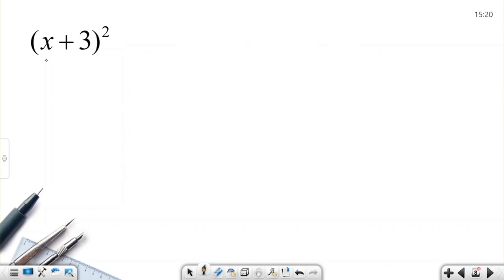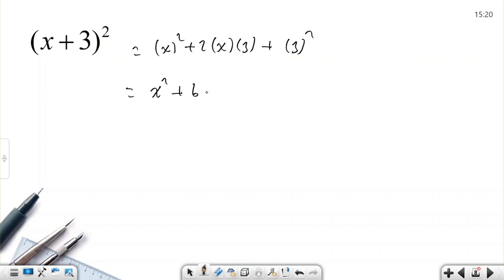Let's solve another example, a very easy one, x plus 3 square. First term is x squared, plus 2 times, this 2 comes from the rule, x multiplied by the second term, which is 3, plus second term square. That's x squared, 2 times 3 is 6, and there's a multiply by x, 6x, plus 3 square is 9. So with multiplication, x plus 3 multiplied by x plus 3 is equal to x squared plus 6x plus 9.